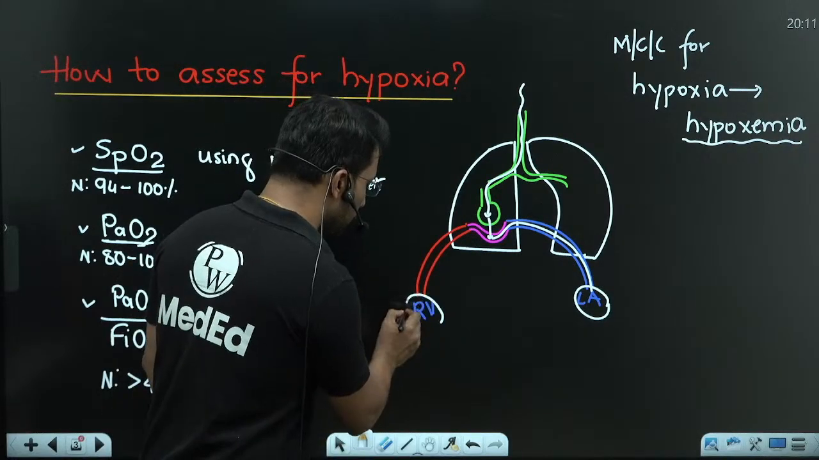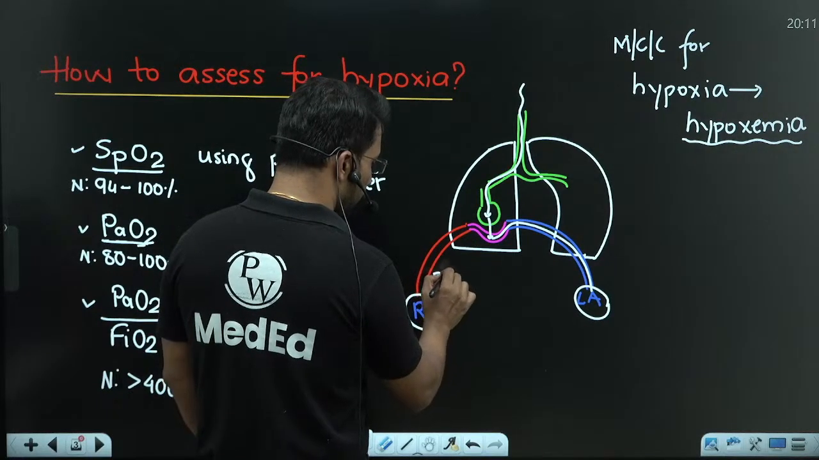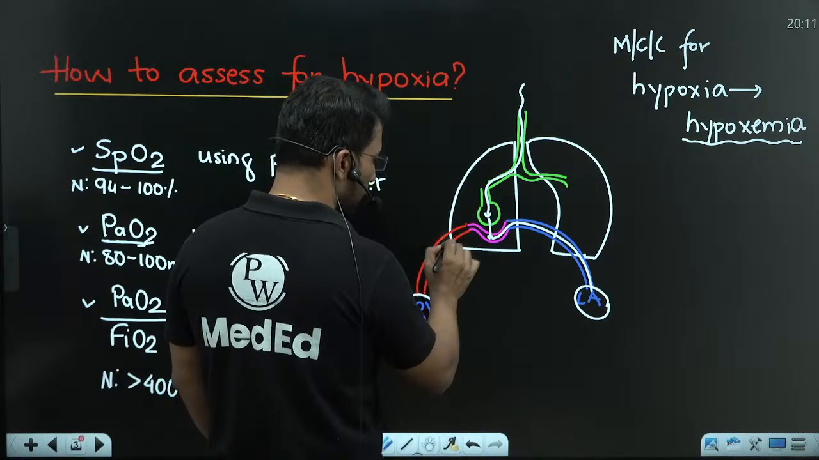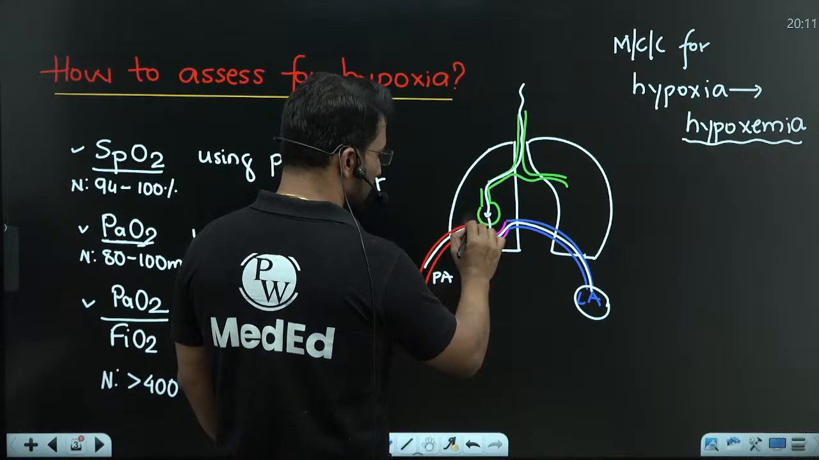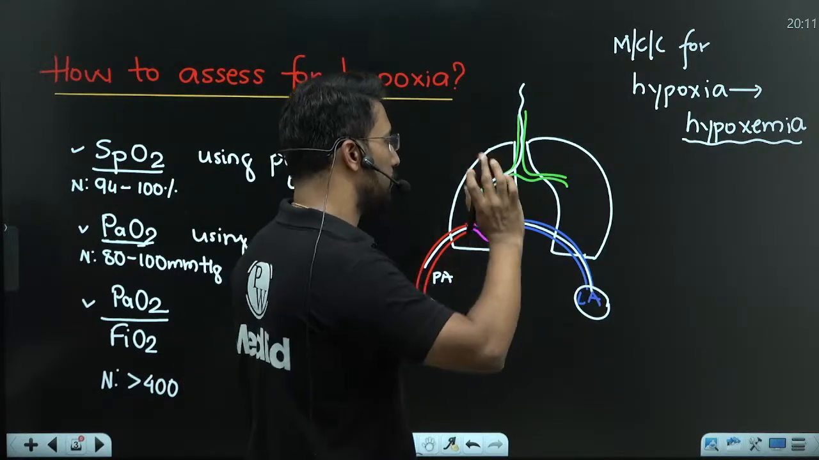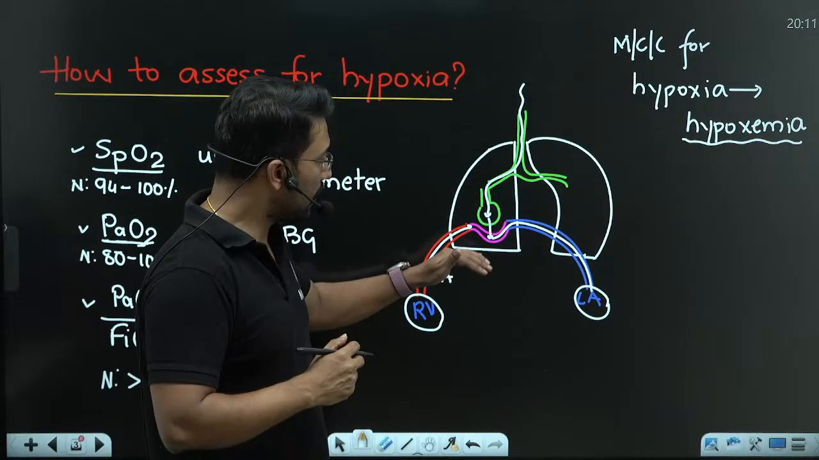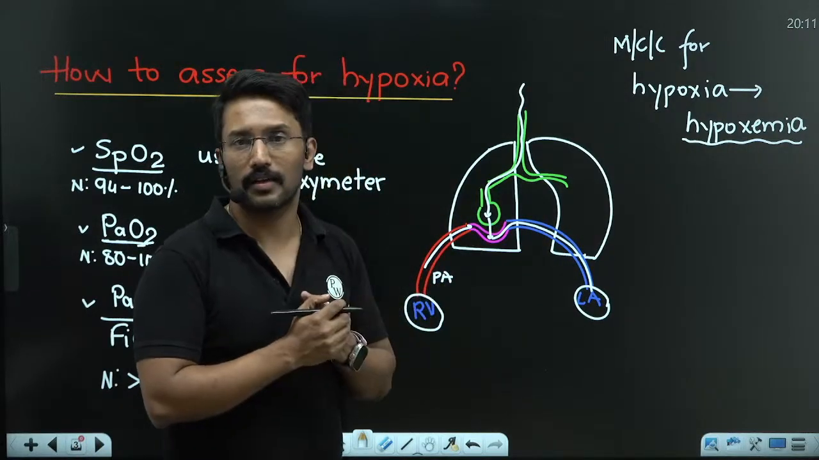And this deoxygenated blood coming to the right ventricle gets ejected through what we call the pulmonary artery, right? Through the pulmonary artery, it reaches the capillaries in the alveoli, where it receives the oxygen, and goes to the left side of the heart. This cycle goes on. Okay. Now, in what all conditions can my blood levels of oxygen come down?